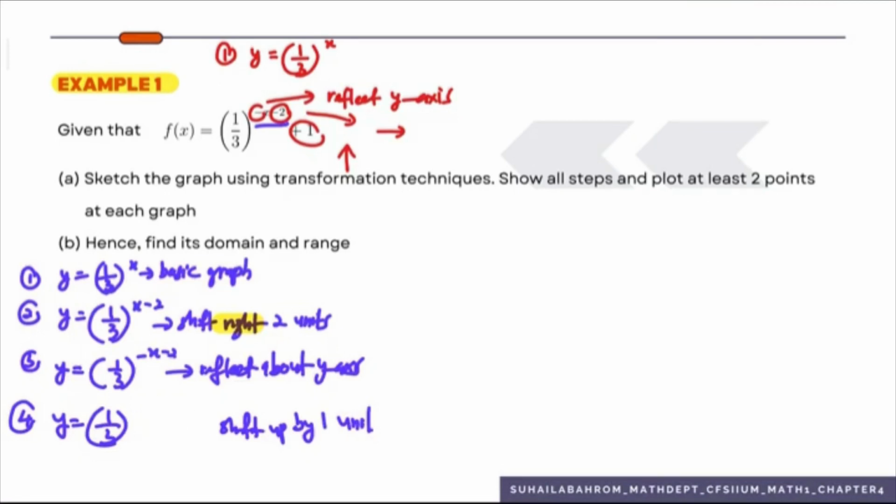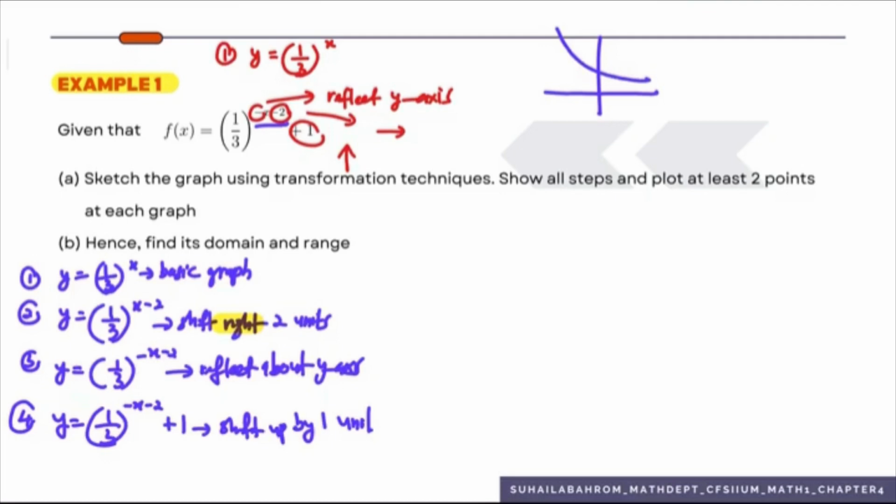So let me erase this one. So the function here is 1/3 power of negative x minus 2 plus 1. So this is the transformation technique. So now from the basic graph, you have to identify whether it will be exponential growth or exponential decay. Since the value of c is between 0 and 1, we will start with the decreasing graph, or it will be exponential decay. So the graph will be like this.